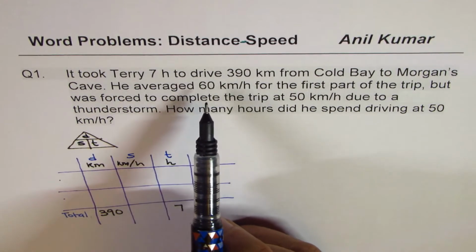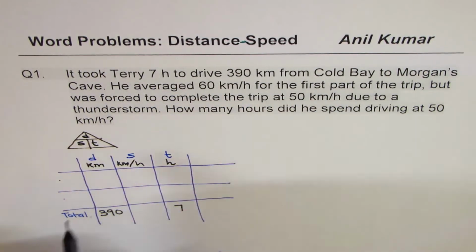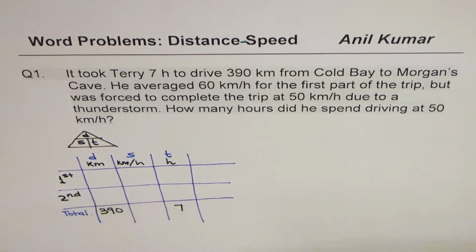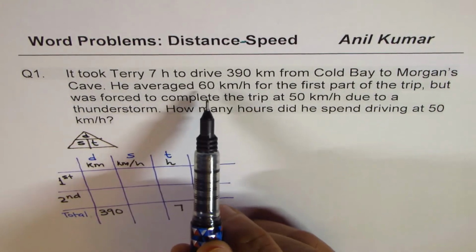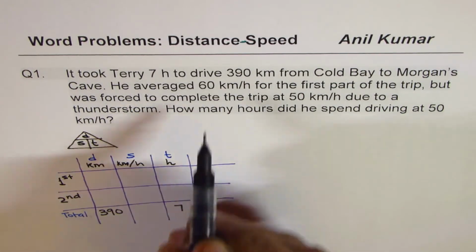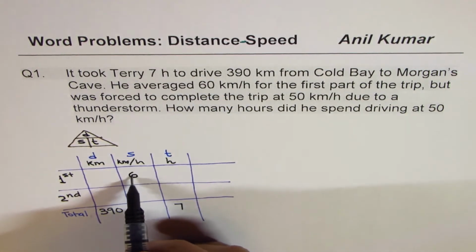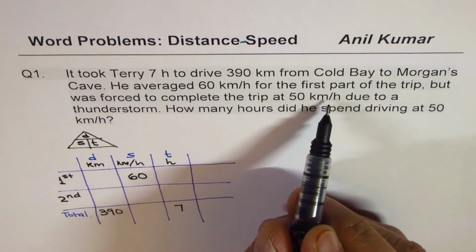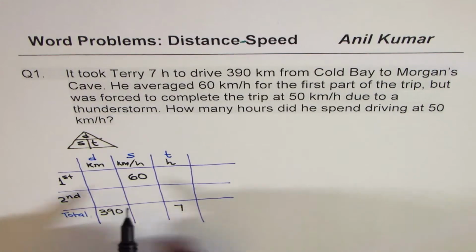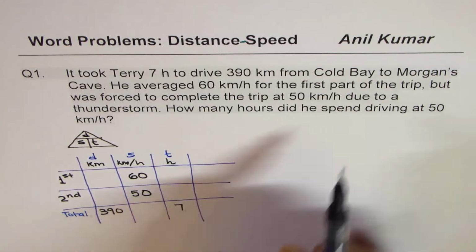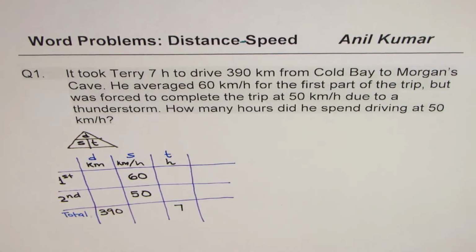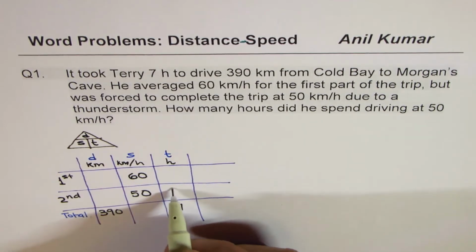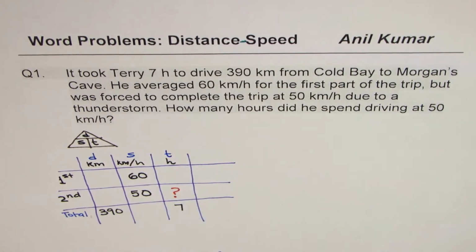He averaged 60 kilometers per hour for the first part. So we're talking about two things, the first and second part. That is the speed, kilometers per hour is 60. But he was forced to complete the trip at 50 kilometers per hour due to the thunderstorm. So the next phase is only 50 kilometers per hour. How many hours did he spend driving at 50 kilometers per hour? So we need to find this. Do you get the idea?